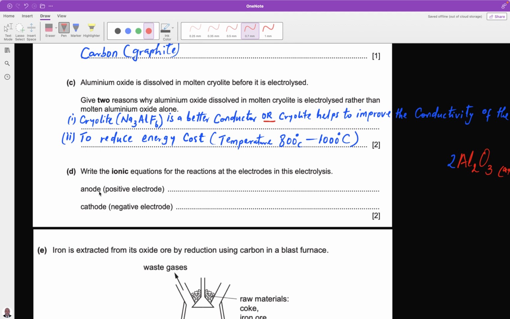Anode. At the anode, we will have oxygen. As I said, this is oxygen. We will have oxygen here, O2-. This is a gas. That will lead to what?